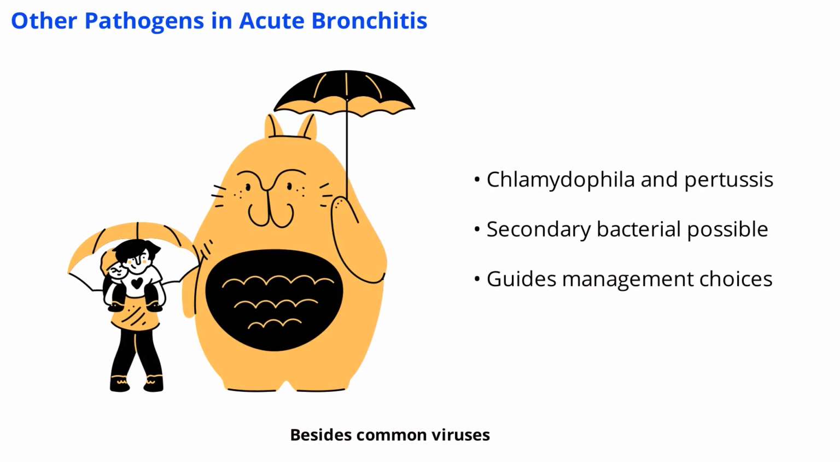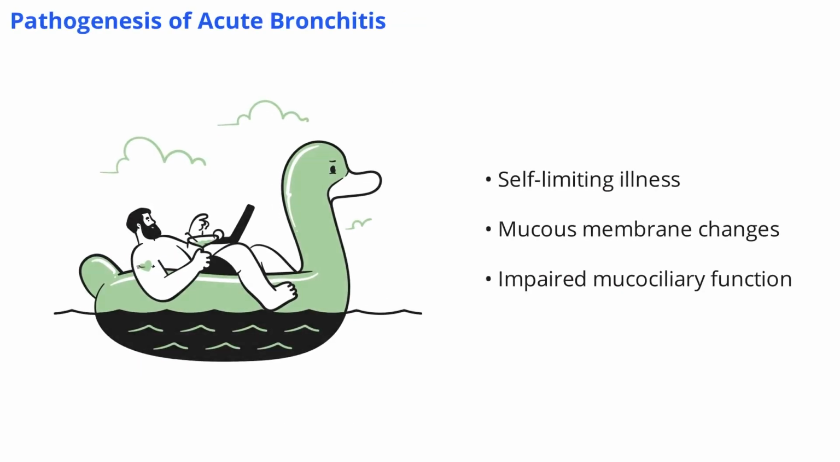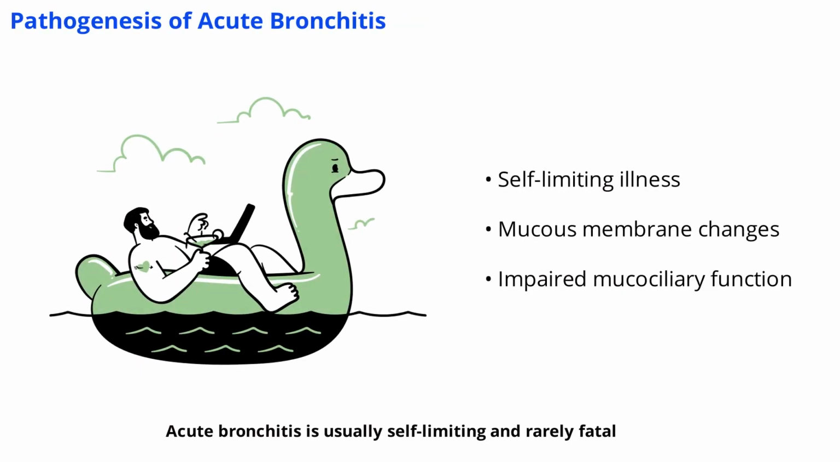Besides common viruses, Chlamydophila pneumoniae and Bordetella pertussis, whooping cough, can also cause acute bronchitis. While primary bacterial infection is rare, secondary bacterial infection may occur, especially in vulnerable populations. Understanding the range of potential pathogens helps guide appropriate management. Acute bronchitis is usually self-limiting and rarely fatal.